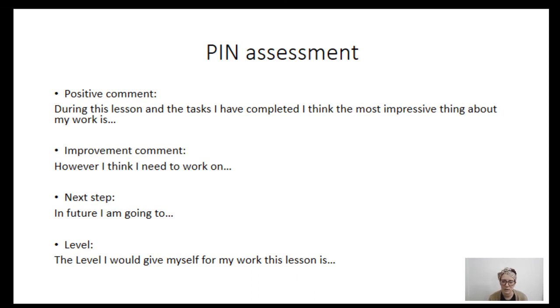And finally, a level. So you might need to go back to earlier on in the PowerPoint and look at the levels there. So the level I would give myself for this work is. Once you've completed all of that, and if there's still time in the lesson, you can then use that PIN assessment to improve your work. If you've finished all of that, please make sure you speak to your teacher as there are some extension higher ability challenge questions for you to consider.